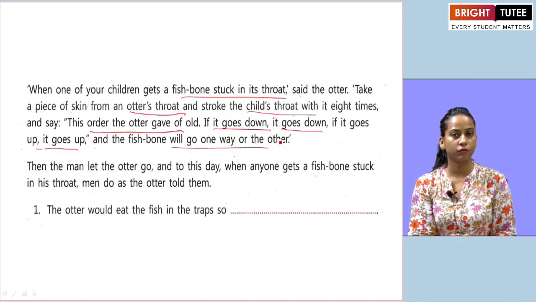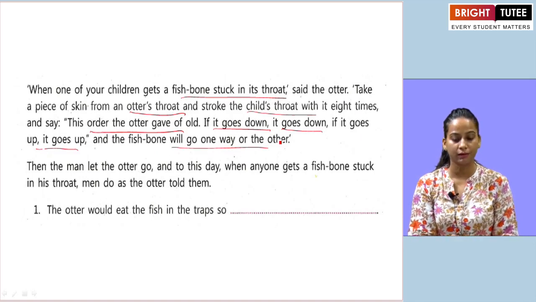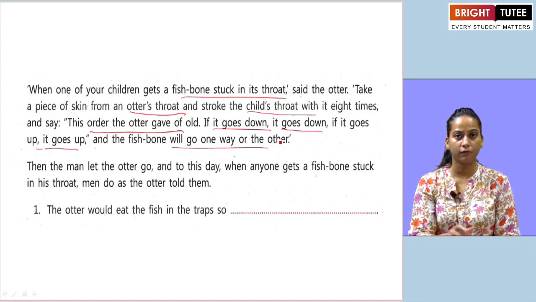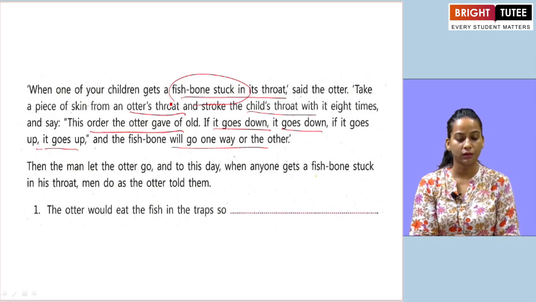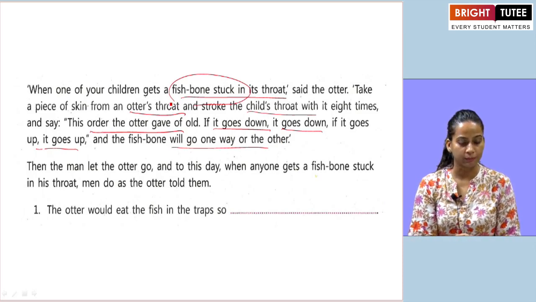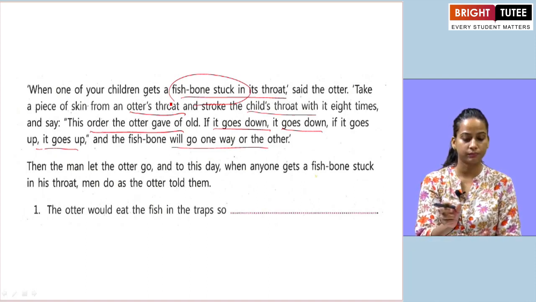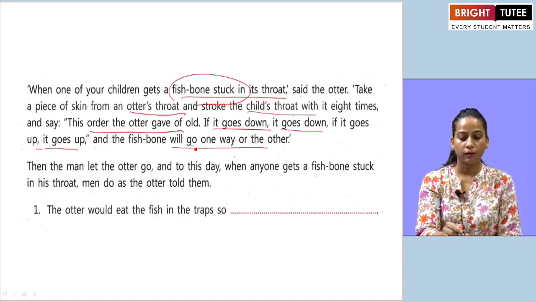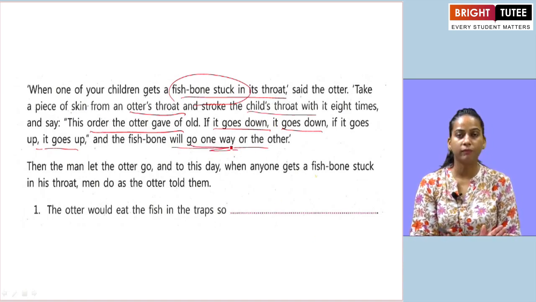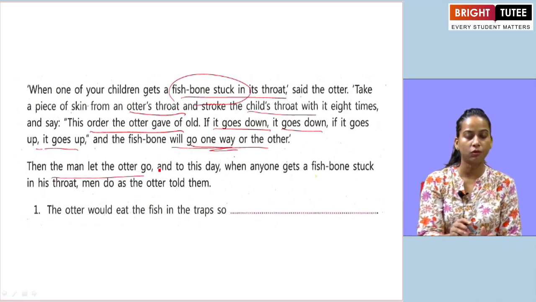So here we mentioned that the otter gave him the advice that if in future any of your children gets a fish bone stuck, this treatment is going to help them out. Either it will go one way or the other, and the problem will not be there. So then the man let the otter go.